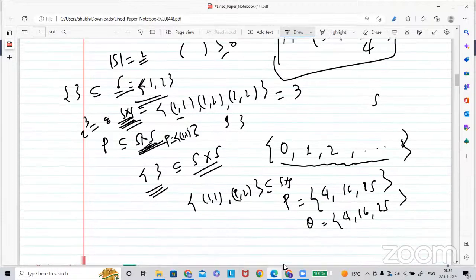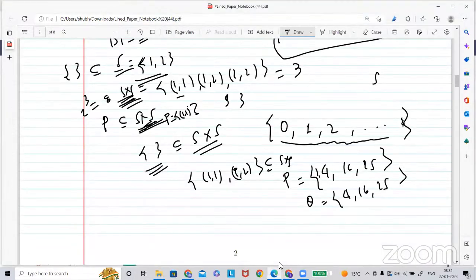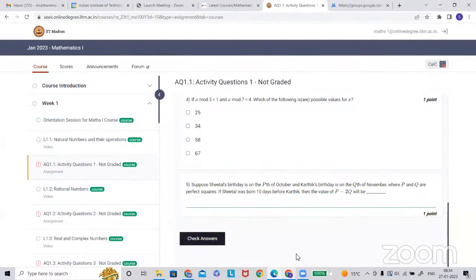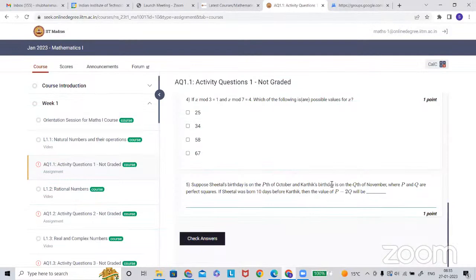Okay, so this is P and this is Q. Now, some extra information, sir: one is also included, no? Yes, you can include one also. And 9 is also included, since 9 is 3 squared. Yes, 9 is missing. So the list is 1, 4, 9, 16, and 25.